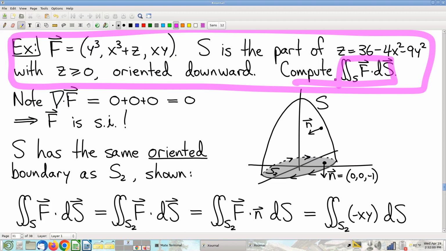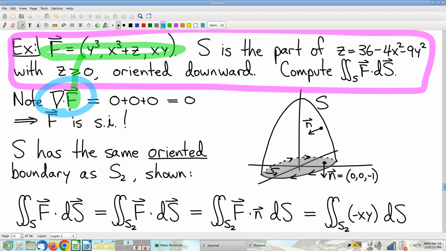Okay. Now, one thing you could do. Well, let me not get ahead of myself. So how are we going to compute this flux? I'm going to first take this vector field. I'm going to compute its divergence. Why compute the divergence? I'm going to come back and talk about that in a few minutes.